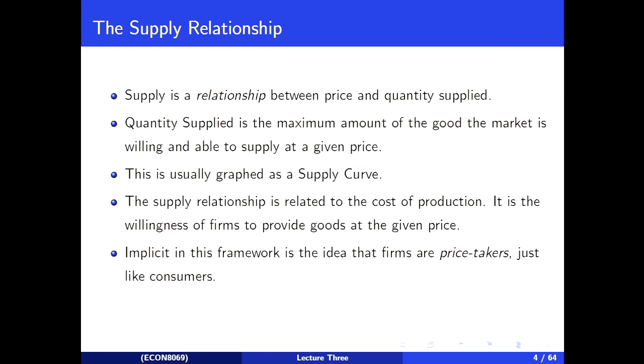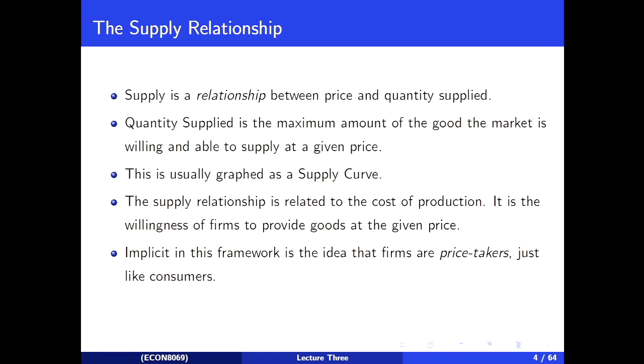So where demand was talking about the benefit to consumers, the demand curve ended up, as we talked about, being derived from the benefit to consumers. The supply curve, or the supply relationship, is related instead to cost of production. So it's not about benefit, it's about cost. So it's the willingness of firms to provide goods at a given price.